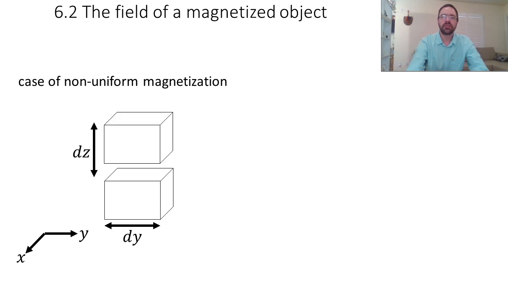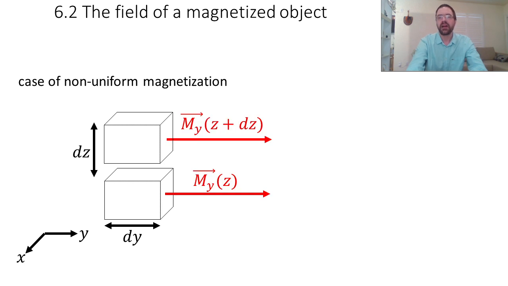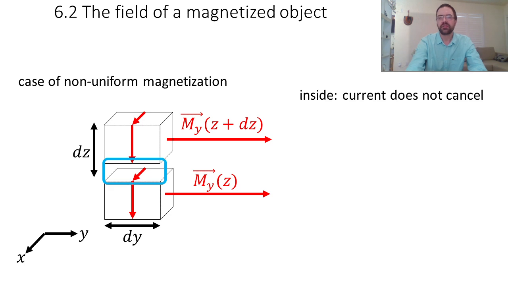Now let's look at the two blocks next to each other in the z direction, and let's assume that they have a magnetization along the y direction. The one on the bottom has a magnetization along y, that is My at position z, and the one on the top has a magnetization along y, that is My at z plus dz. Again, the magnetization can be understood as due to electrical currents running around the edge of the volumes. And again, the magnetization is not the same, so the currents are not the same. So again, on the inside, the currents will not cancel each other, and so there will be a current along x.